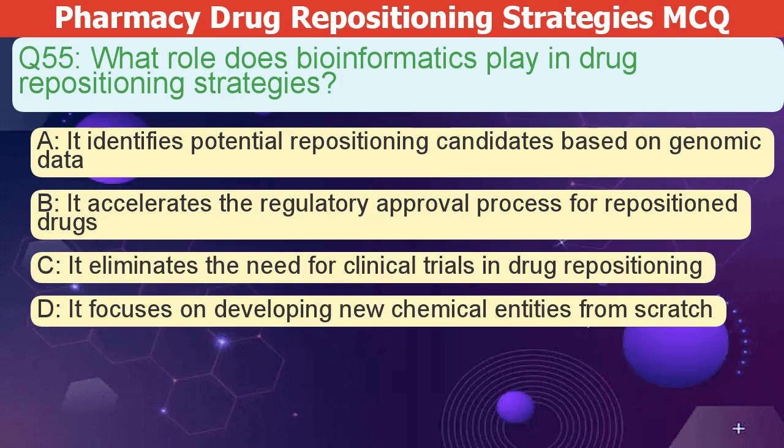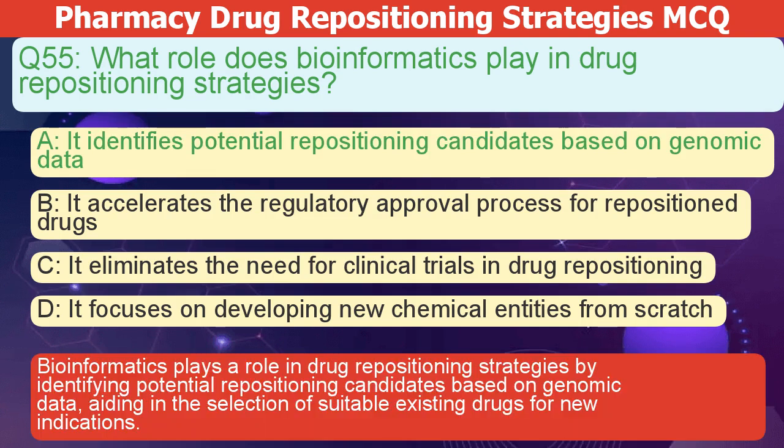What role does bioinformatics play in drug repositioning strategies? A. It identifies potential repositioning candidates based on genomic data. B. It accelerates the regulatory approval process for repositioned drugs. C. It eliminates the need for clinical trials in drug repositioning. D. It focuses on developing new chemical entities from scratch. The correct answer is A. Bioinformatics plays a role in drug repositioning strategies by identifying potential repositioning candidates based on genomic data, aiding in the selection of suitable existing drugs for new indications.